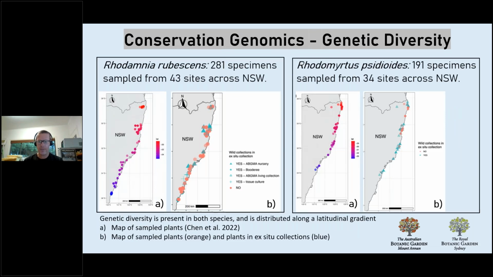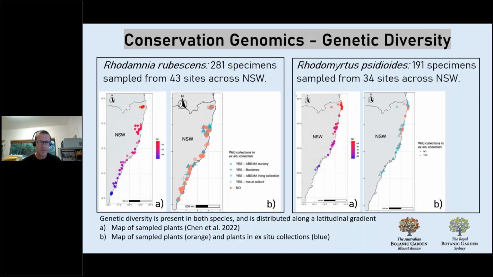So I mentioned that we've been working closely with the Botanic Gardens in Sydney, who've done a lot of their genetic work on this species, as well as a lot of other species we've worked on, and they've been really essential in us progressing a lot of this work. On the screen at the moment, I've just got a summary of the results of those genetic studies. The two boxes have a couple of maps for each of those species. On the left, we have a map that shows the collection points. For Rhodomyrtus rubescens, we included 281 samples. For Rhodomyrtus psidioides, 191 samples were included.